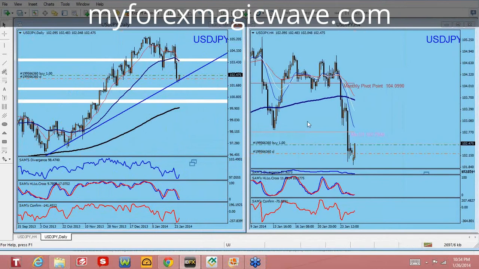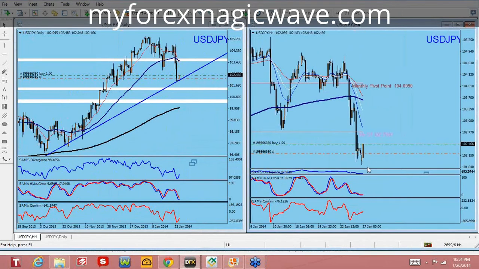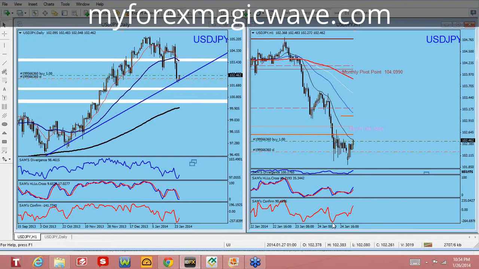Let's see on a 4-hour chart if it's giving us any setup. What we see here is a similar situation. In fact, Sam's Confirm has already confirmed that we will have an up move because it already went up. This one, HiloCross, is about to make the cross. So 4-hour looks very good. What about 1 hour? The 1 hour is already making a move to the upside, and you can see the daily here.